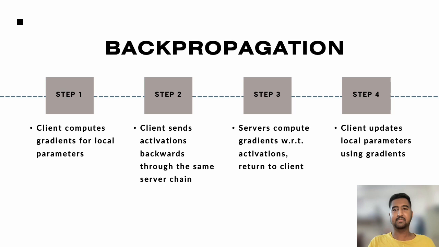Now in the next step, the backward pass works as follows. The client computes gradients for its local trainable parameters. It then sends the activations backwards through the same server chain. Each server then computes gradients with respect to the activations it produced. Then the server returns these gradients back to the client. The client then uses all the gradients to update its local parameters.